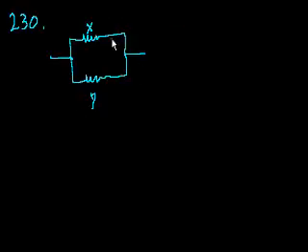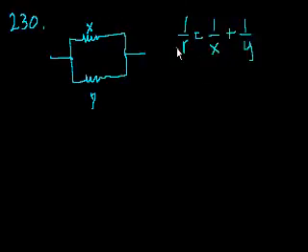So if you want to know the combined resistance of this, and let's say that that's R, they say 1 over the combined resistance is equal to 1 over X plus 1 over Y. And if you took basic circuits, this is one of the fundamental things about parallel resistances. And then they want to know what is R in terms of X and Y. So let's see if we can solve for R.